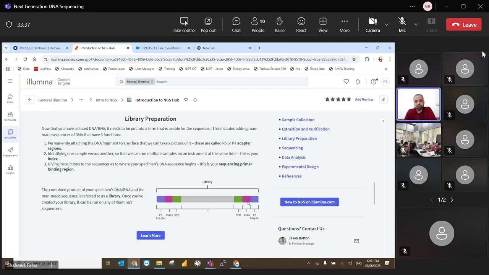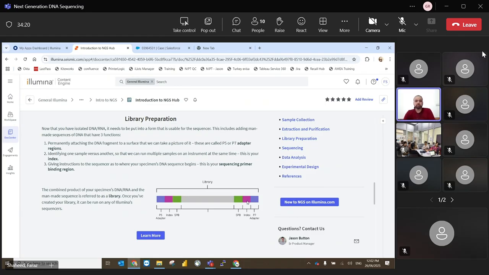So for sample number 1, all the fragments of DNA will have the same index. Okay. For sample number 2, all the fragments of that sample will have a unique index, which is different from sample number 1. So what happens at the end? All the 96 samples are put in one single tube, because we know which index sequence the sample number 1 fragments have. So after the data analysis, we can differentiate between the sequencing reads that are coming from sample number 1 or sample number 2.